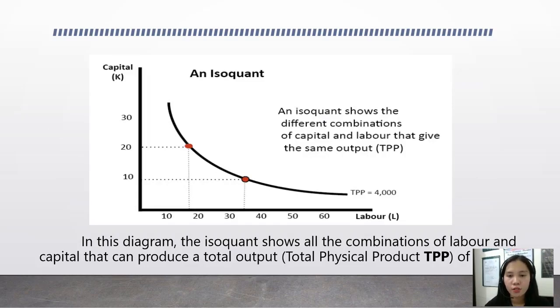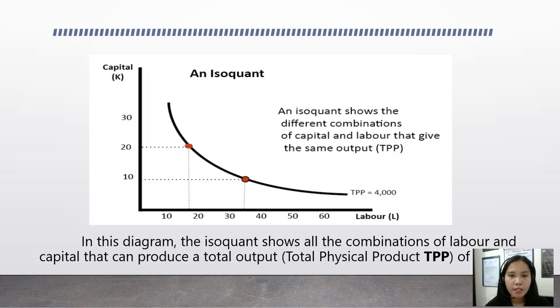So an isoquant shows the different combinations of capital and labor that give the same output. In this diagram, the isoquant shows all the combinations of labor and capital that can produce a total output, or the TPP, which is the total physical product, of 4,000. So an isoquant is a graph showing combinations of capital and labor that will yield the same output. The slope of the isoquant indicates the MRS, or at any point along the isoquant, how much capital would be required per unit of labor at that production point.